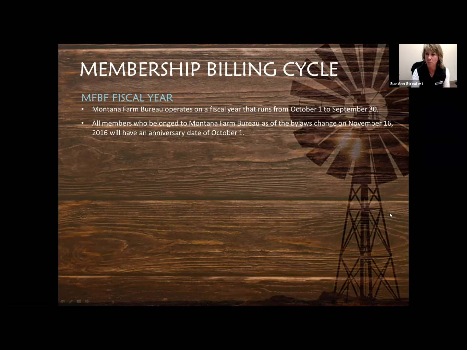So what this bullet point is clarifying is that anybody that was a member prior to November of 2016 has an October 1 due date. If they are a new member after October of 2016, they have an anniversary date. So eventually our membership will be spread out over 12 months, as opposed to, I don't know what it is, Scott, probably 80% of our members in October. Yeah, okay.